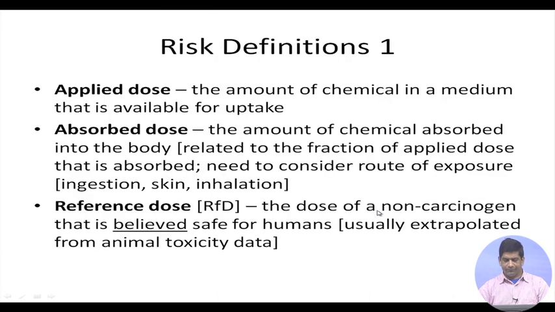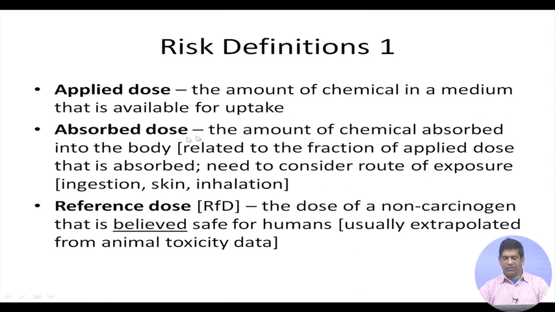In terms of the risk definitions, there is an applied dose. You saw the dose response curve. Applied dose is the amount of chemical in a medium that is available for uptake. So how much chemical is available. Absorbed dose is the amount that the chemical gets absorbed. Whatever chemical you apply doesn't all get absorbed. That's why when you take a medicine, say you get a prescription drug and buy a 100 mg tablet or 600 mg tablet, your body may just require say 10 mg or 60 mg, but you use the bigger tablet because only part of it will get absorbed in the body, and the rest of it will just go out of the system.